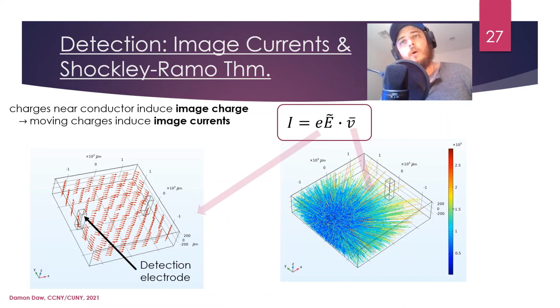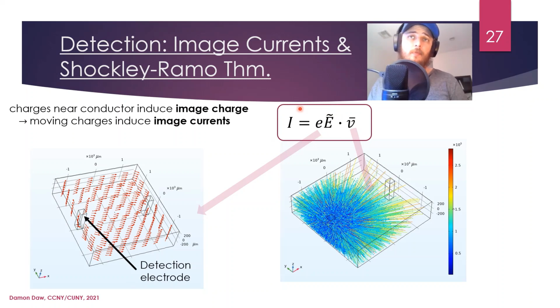So it turns out there's a very nice theorem called the Shockley-Ramo theorem that allows you to do that. It essentially says that charges that are near a conductor will induce an image charge. So if you start moving that charge around, you'll induce an image current in that conductor. So I did some finite element analysis simulations of this thing called the weighting field.